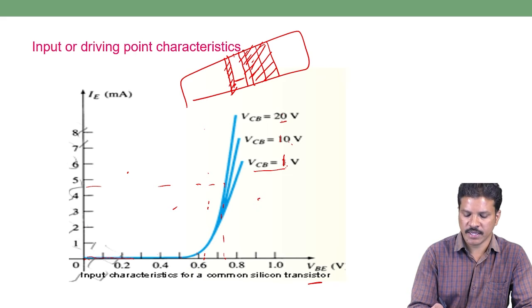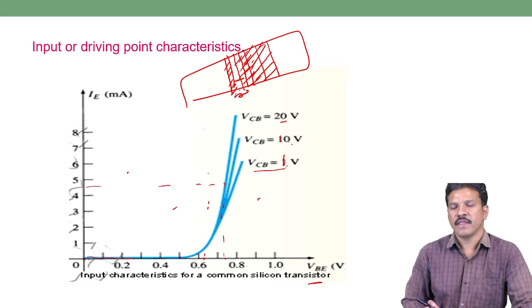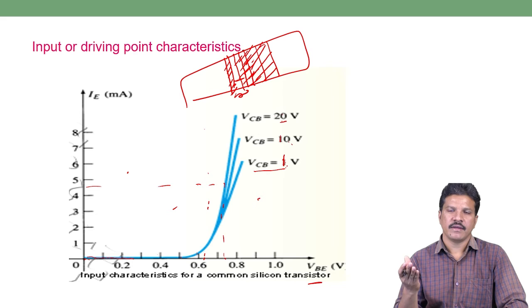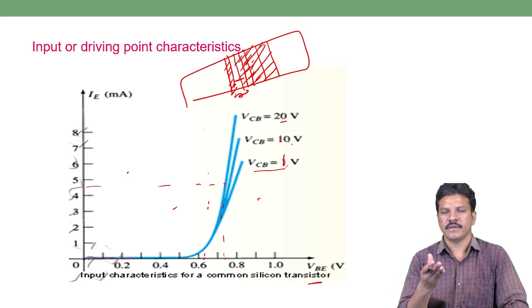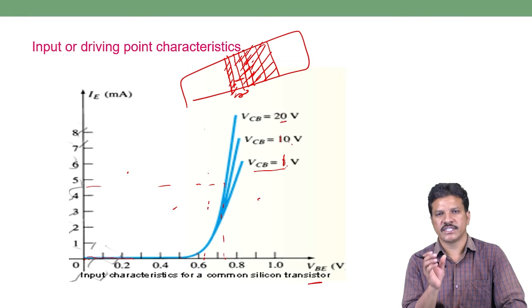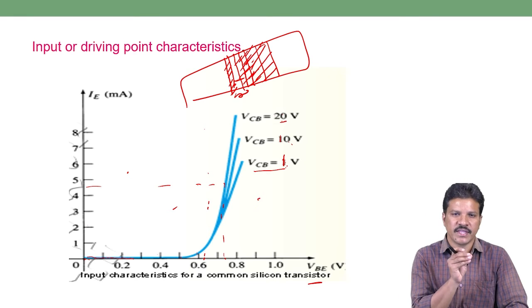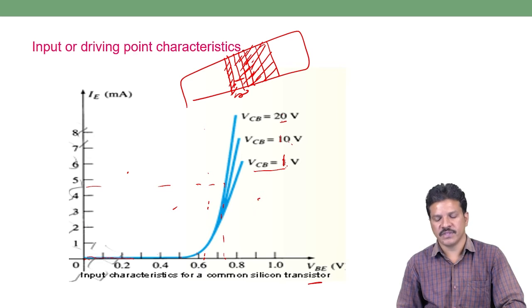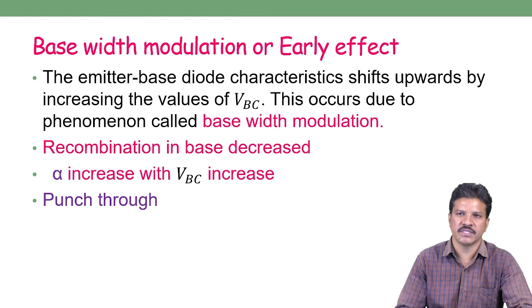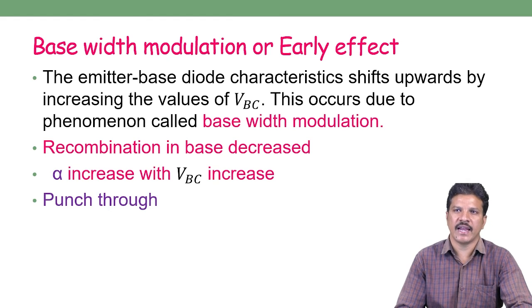I am still increasing. Junction width increases, base region decreases. This process of increasing the collector base voltage increases the collector to base junction width, so that the base width decreases. This process of base width decrease is called base width modulation, also called the early effect.